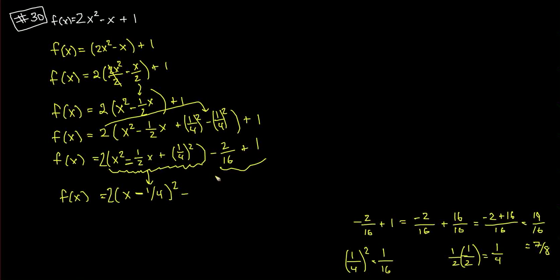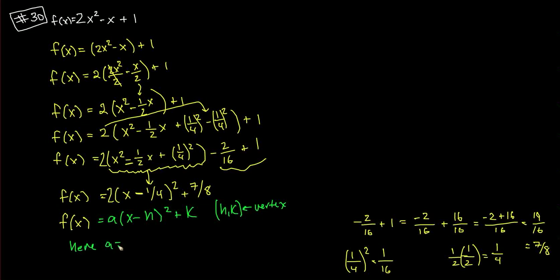So plus, not minus, right? Because it's positive. If we take 2 sixteenths away from 1, it's still positive. So positive 7 over 8. So if you have your model that says this, and I'll put it in a different color, and h and k is the vertex, then here a is 2, so the parabola opens up like this. h is 1/4, and k is 7 over 8.